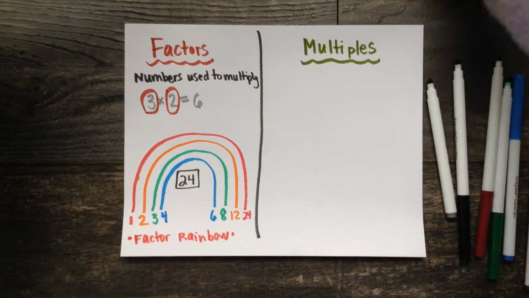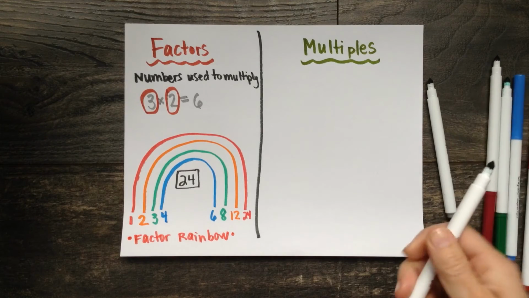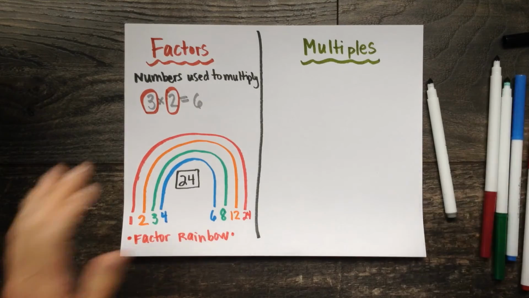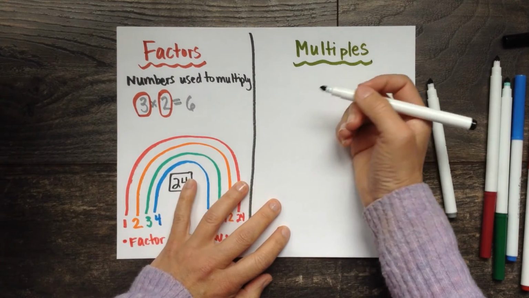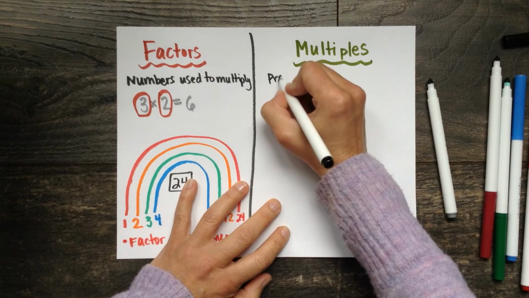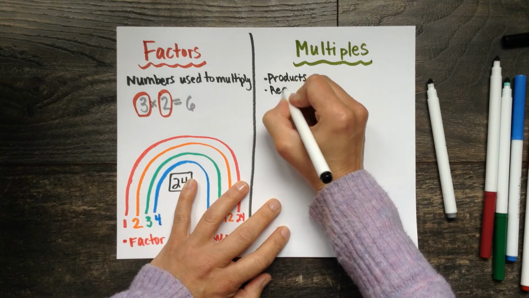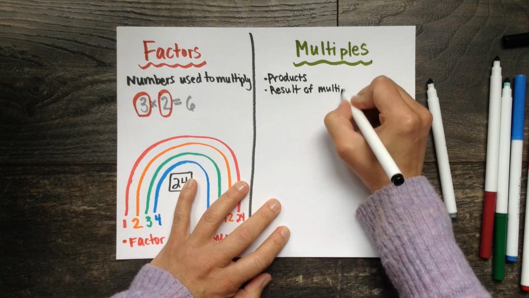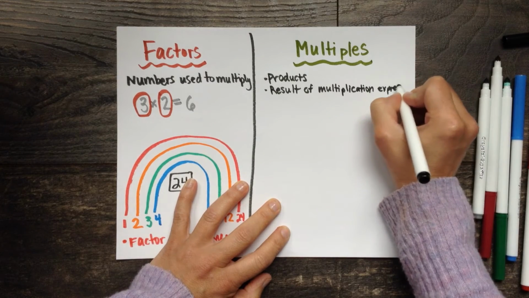With that in mind, let's move on to multiples. Multiples are the result, the numbers that we land on when you skip count. So multiples are, in a sense, products, okay? So let's add here, multiples are the products. They're the result of a multiplication expression.